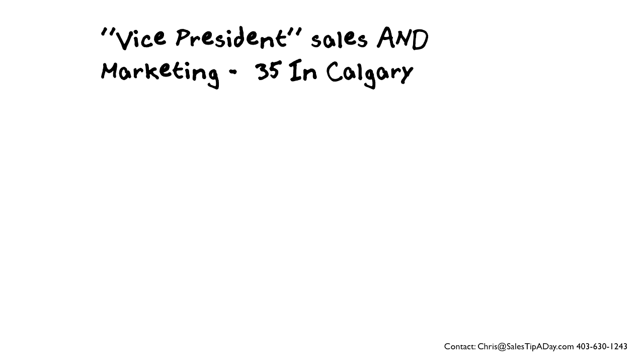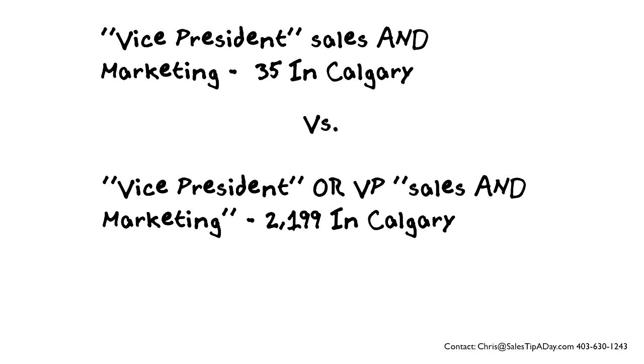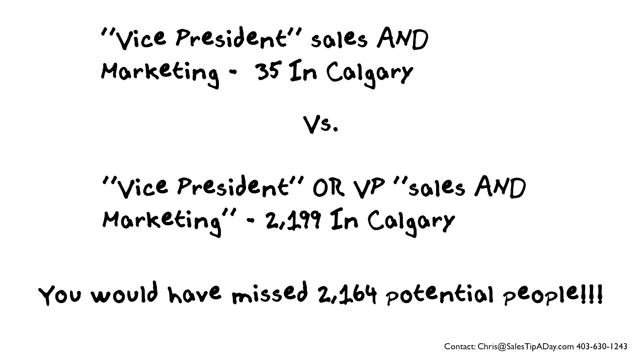Just to give you an example, if I use Vice President Sales and Marketing and I'm looking in Calgary, what came up in the case that I looked at was 35 people in Calgary. Now, by adding that OR VP Sales and Marketing, it brought back almost 2,200 results. So even adding just that little bit is going to increase your results dramatically. If I hadn't done something like that, I could be potentially missing out on 2,164 people that I could be approaching or going after.